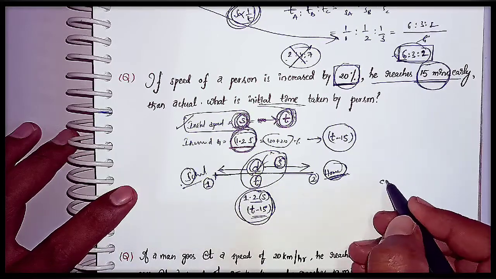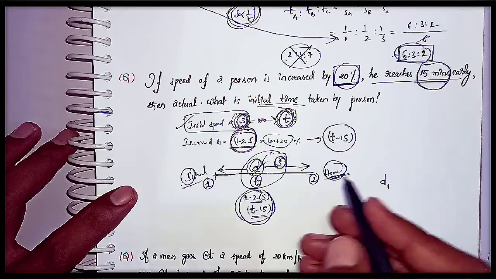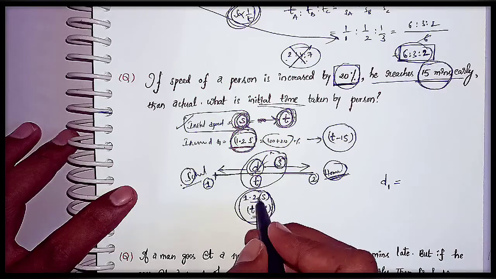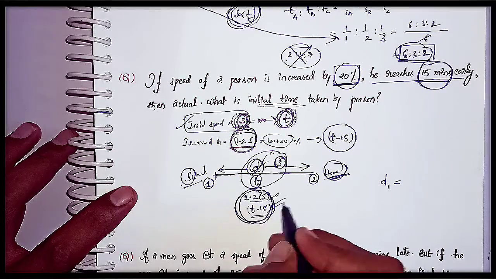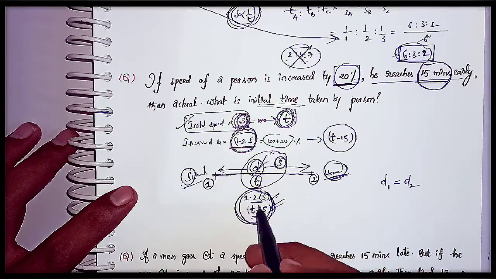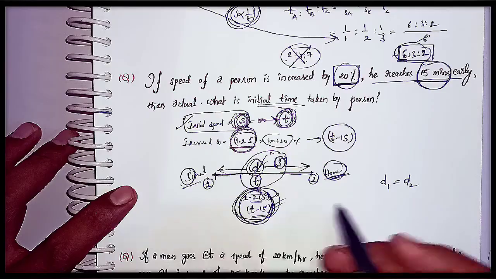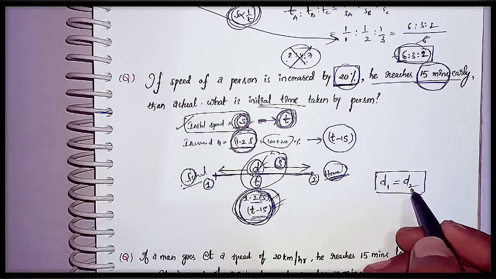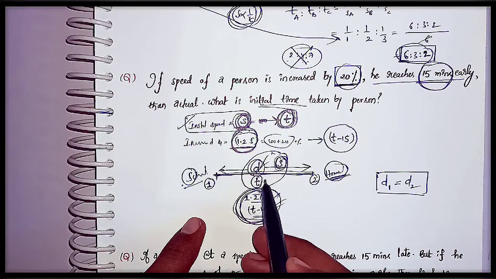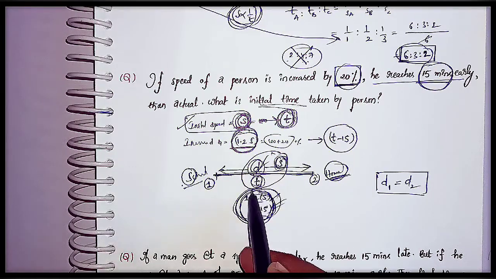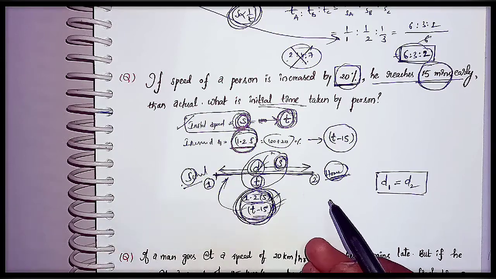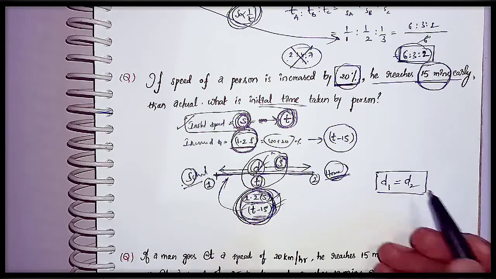Yes or no? The distance covered by this person at the speed s, that is d1, is equal to the distance covered by the same person with these parameters, that is d2. The d1 covered in the first case equals d2 covered in the second case. Listen carefully: in the first case, with speed s and time t, and in the second case, as he is increasing the speed he is reducing the time, but he is covering the same distance from the school to home. So I am equating d1 equal to d2.